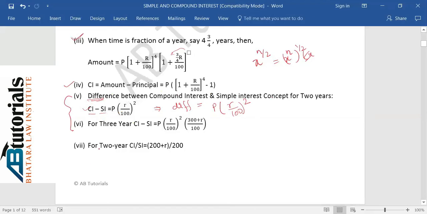But for 3 years, the formula changes. CI minus SI, because CI is always more than SI, is P into (R by 100) to the power 2 into (300 plus R) by 100. Just note down these two formulas. They are generally not present in any other books, so you need to remember these two formulas. Also, the comparison of CI and SI means CI upon SI is equal to (200 plus R) by 200. This comparison is only for 2 years, not more than 2 years.